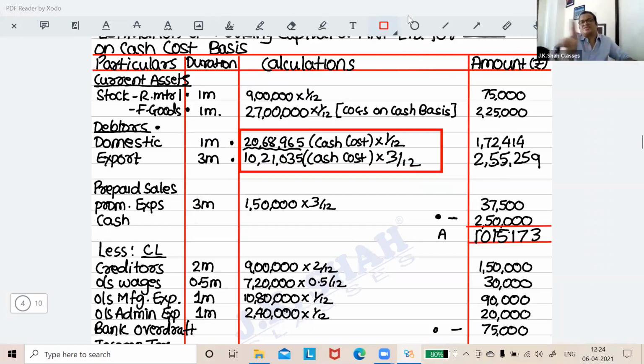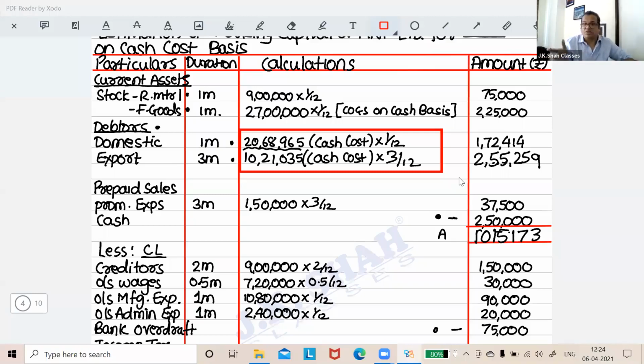Prepaid sales promotion expense, sir, we will take the amount of sales promotion expense into 3/12. Okay, one more point, talking about cash. Now, how is the question given? See guys, if there is no other assumption, we divide the administration and selling and distribution expenses in the ratio of what? Sales.